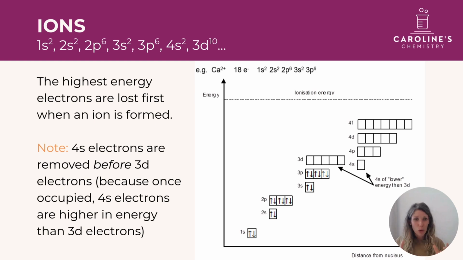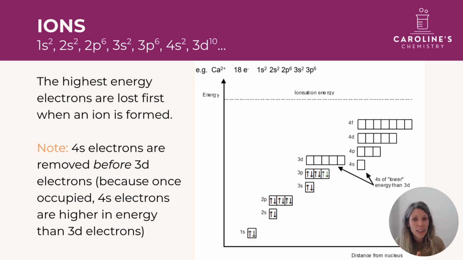So what do we mean by that? When we are filling our orbitals, remember 4s was lower in energy, so we fill it first. Once 4s is full of electrons, it jumps up in energy. And once it's full, it is higher in energy than 3d. So we take those away first.